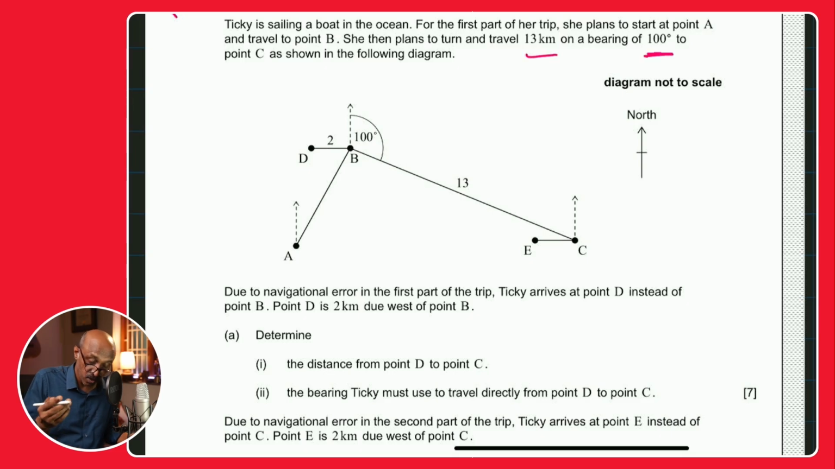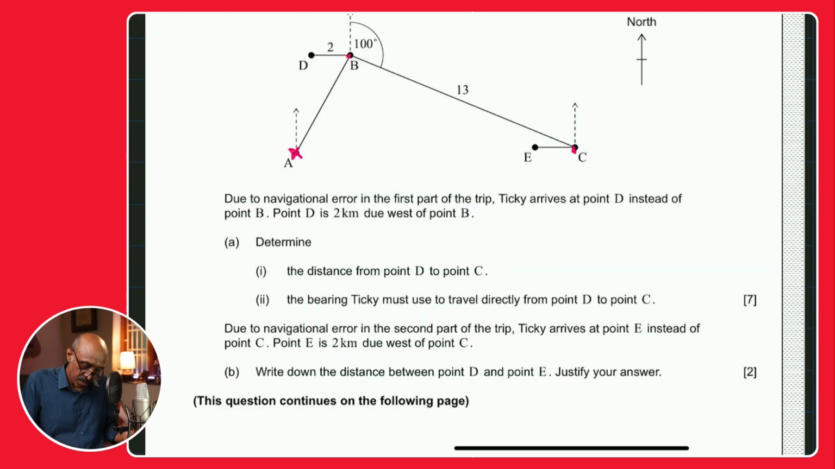I hope you recall all the definitions of bearing. If not, please go and revise and review those things. You can come back to this video a little later on. Of 100 degrees to point C as shown in the diagram. So basically she's starting from A, she goes to B, and that's the bearing. From the north the angle is measured, and then she's turning around here to that point C. That's what's given in the situation.